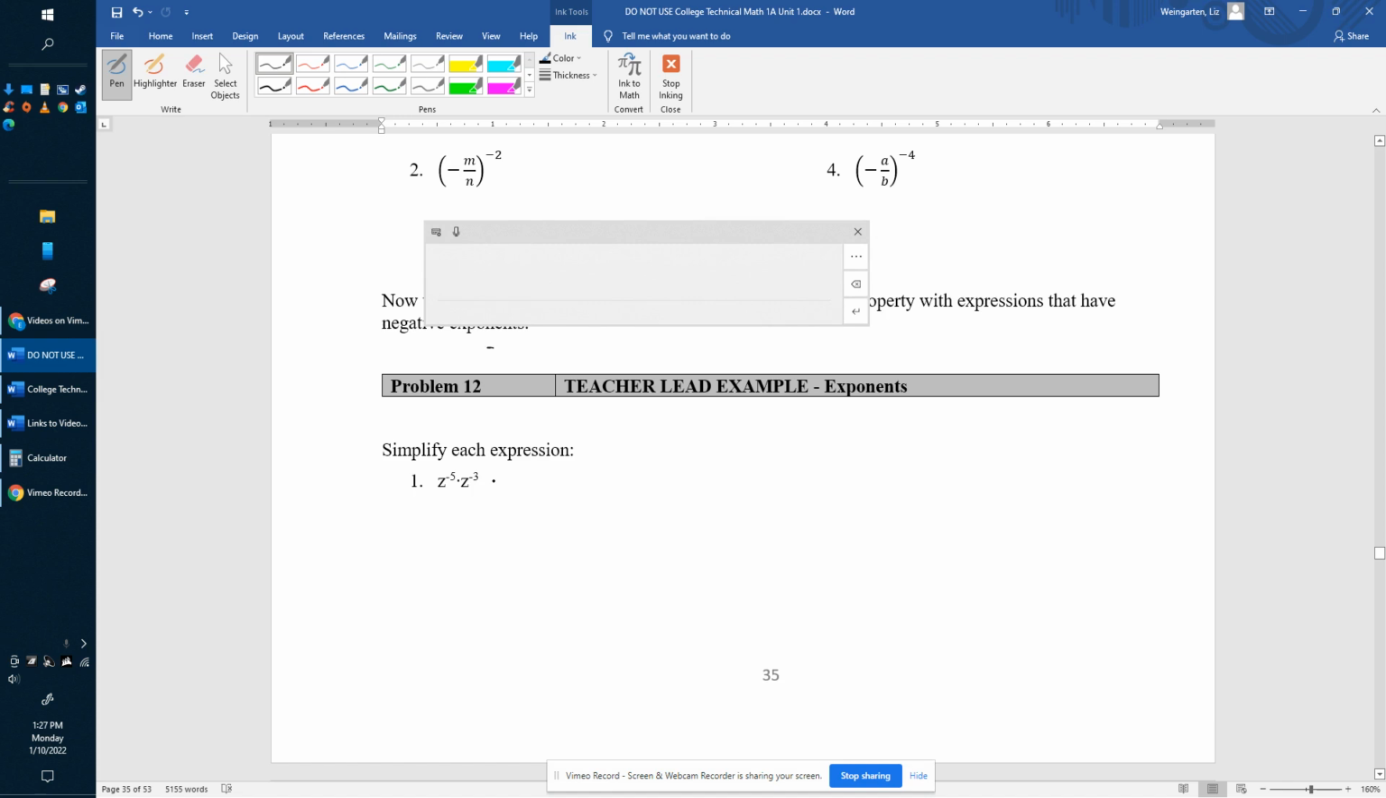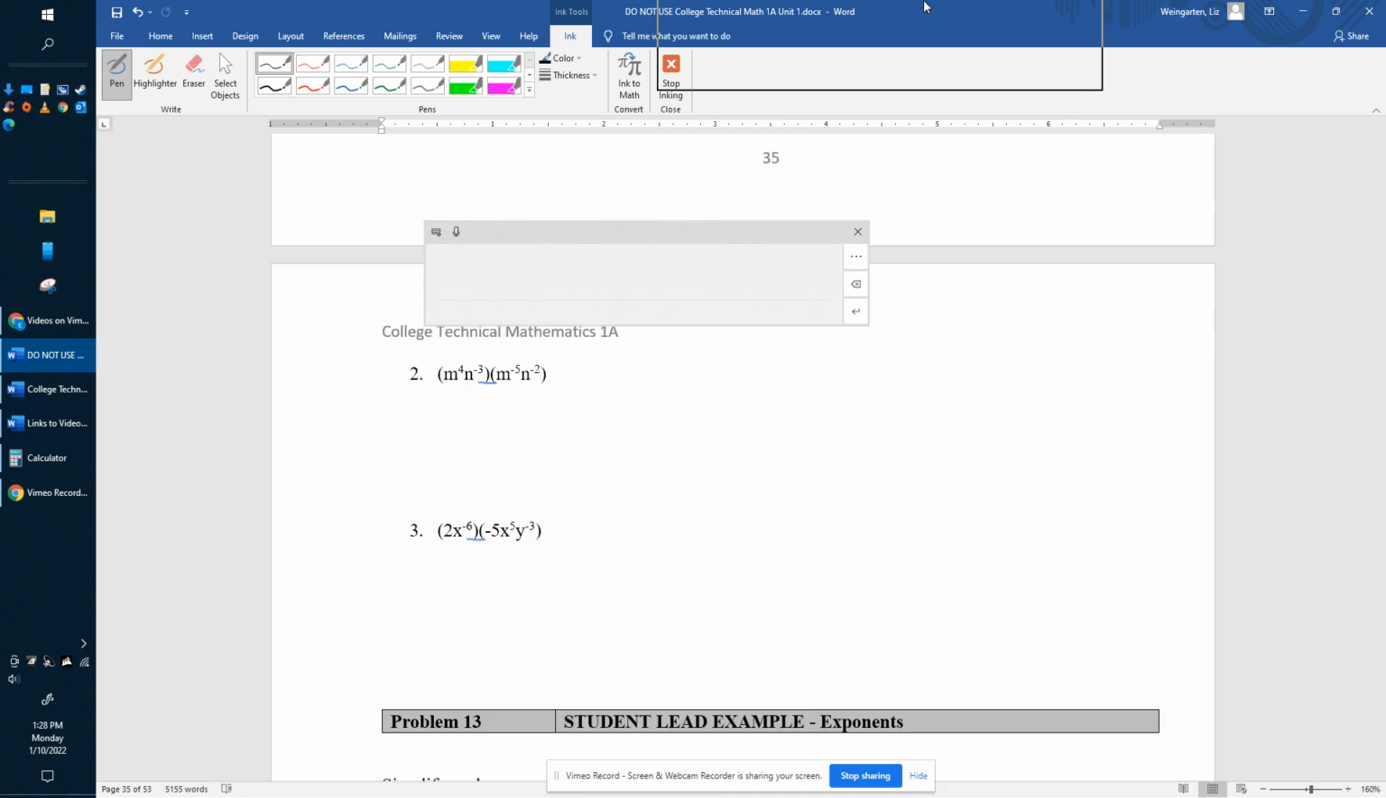So I'm going to get rid of them at the end. z to the negative 5 plus negative 3, which is going to be z to the negative 8. Now, to fully simplify, we have to get rid of the negative exponents. We are going to have 1 over z to the 8th.